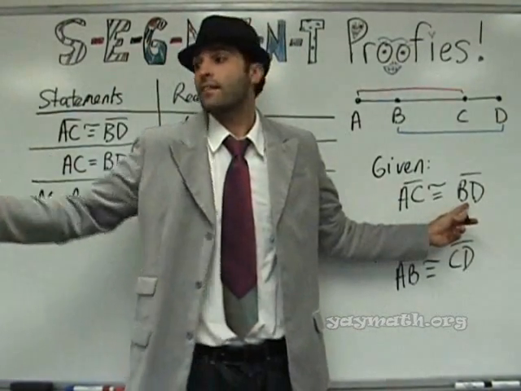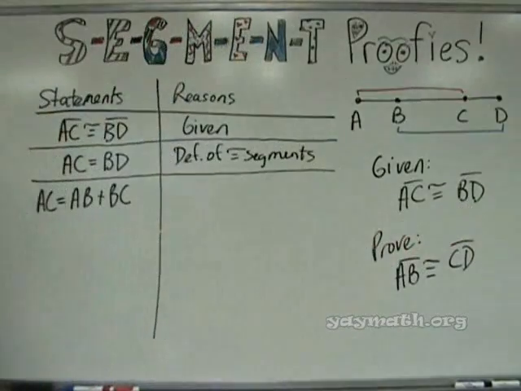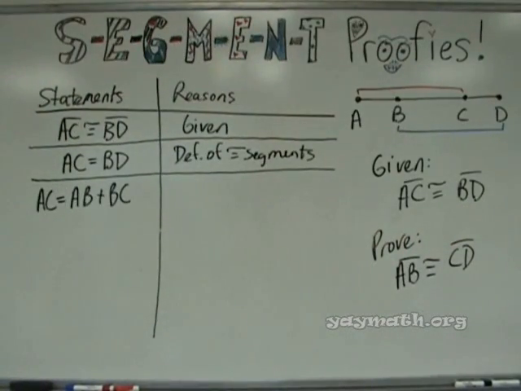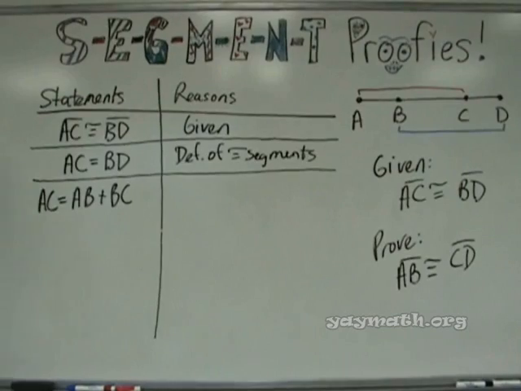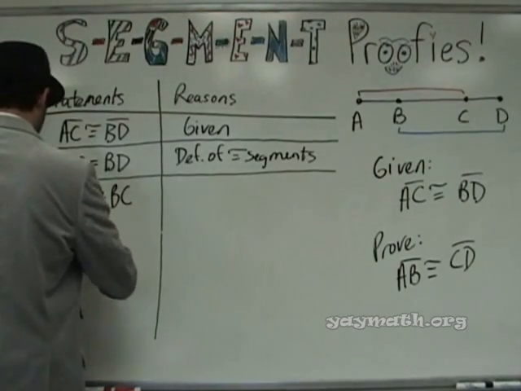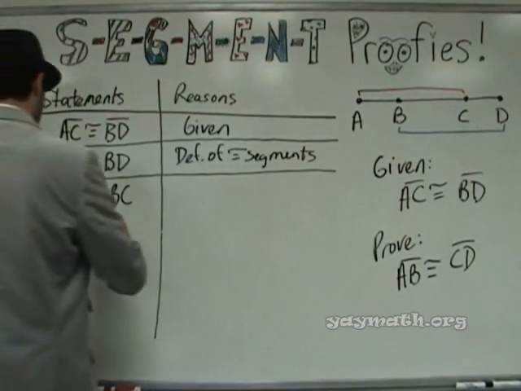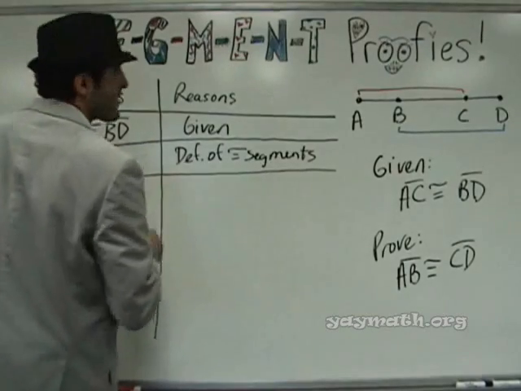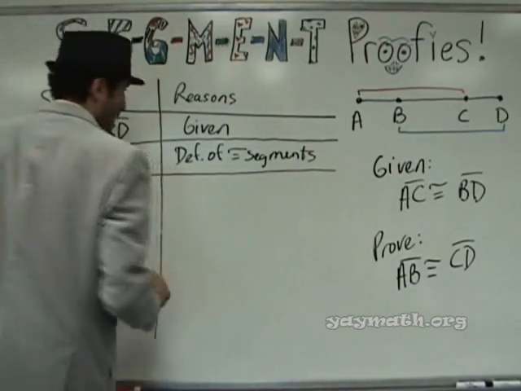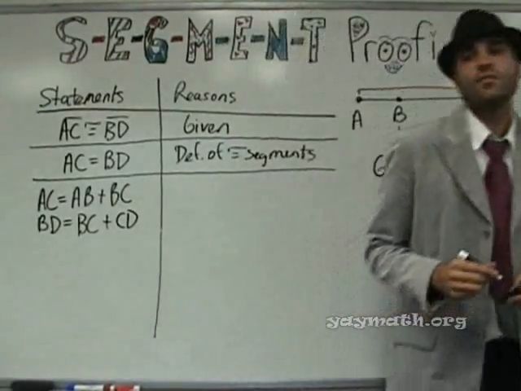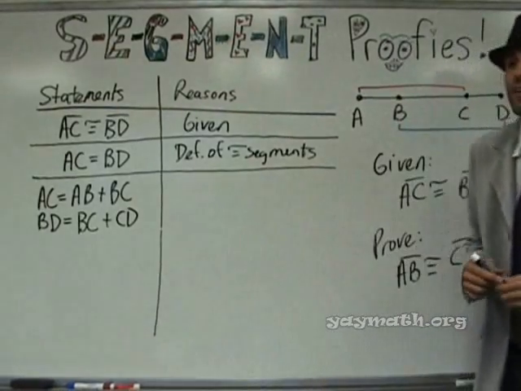Who can raise their hand? Yes? BD is equal to BC plus CD. Right on. BD equals BC plus CD. And there's a name for this rule. Yes, sir? It's called the?